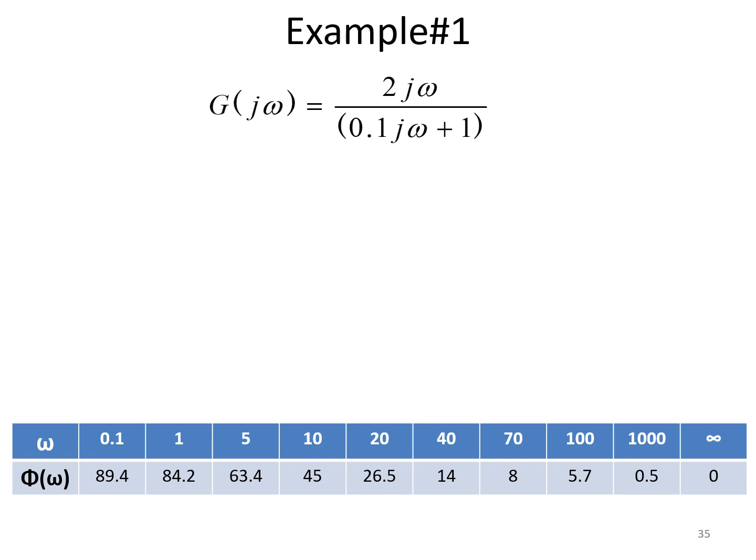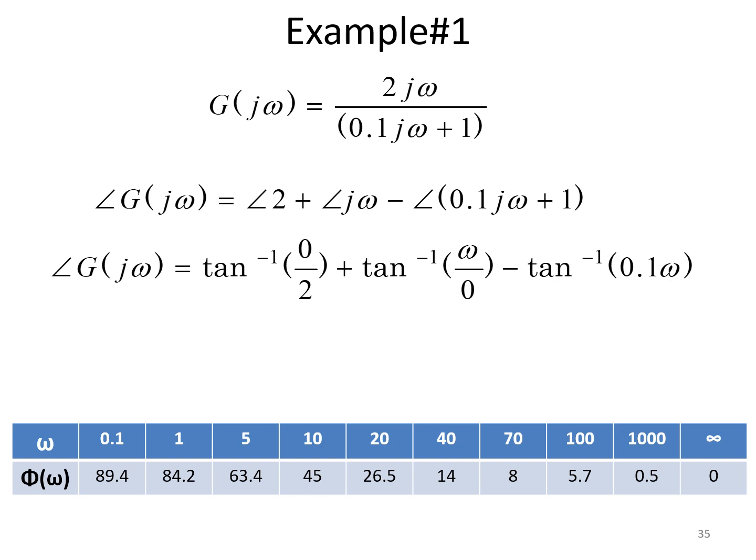Now let's see how we can draw the phase plot. The phase value is taken as angle of G(j omega) equal to angle of 2 plus angle of j omega minus angle of 0.1 j omega plus 1. You know that angle of 2 is 0, since tan inverse of 0 is 0. Tan inverse of omega by 0 will give you 90 degrees, and minus tan inverse of 0.1 omega. So G of j omega is 90 degrees minus tan inverse of 0.1 omega.